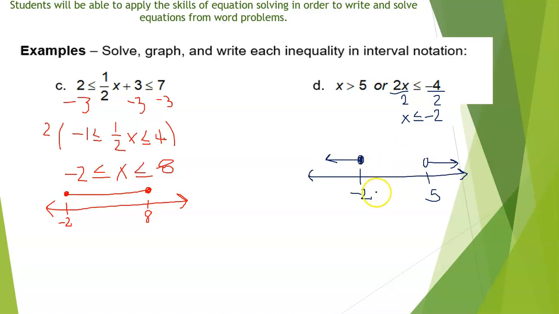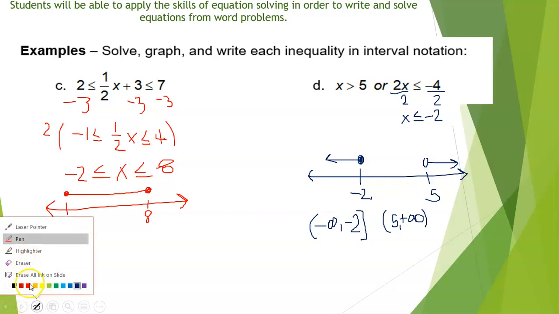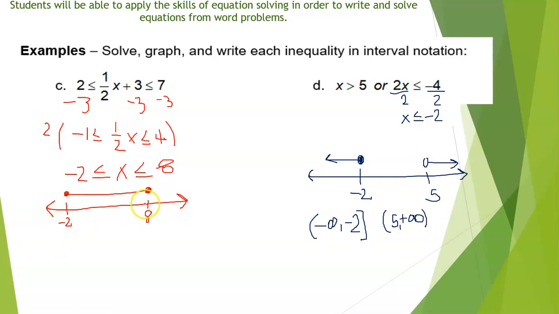So these are the kinds where we're going to have the middle empty. So when we write our interval notation for this, we're going to go from negative infinity to negative 2. And then we're going to start at 5 and go to positive infinity. So we have two intervals. Now when we come back here, because I forgot to write my interval notation, we have closed dots on both of these. So this is going to be from negative 2 to positive 8.